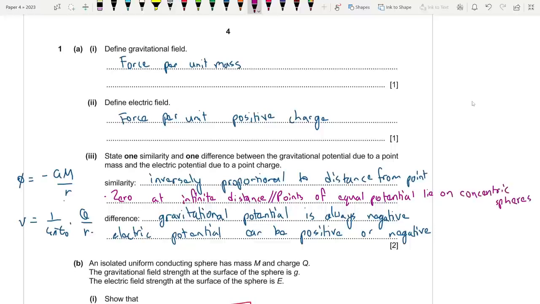Fine. What about the difference between them? We know that gravitational potential is always negative. However, electric potential can be positive or negative. You can just write any one point. Any point is fine, okay?